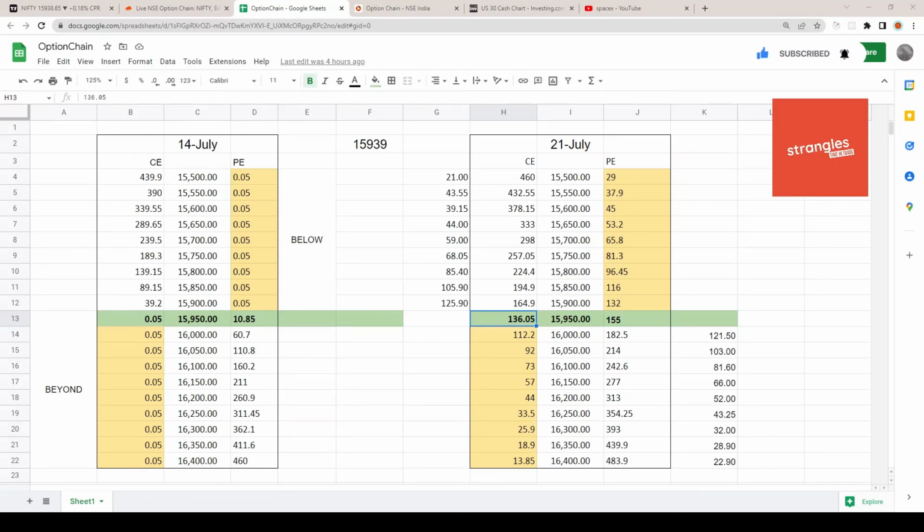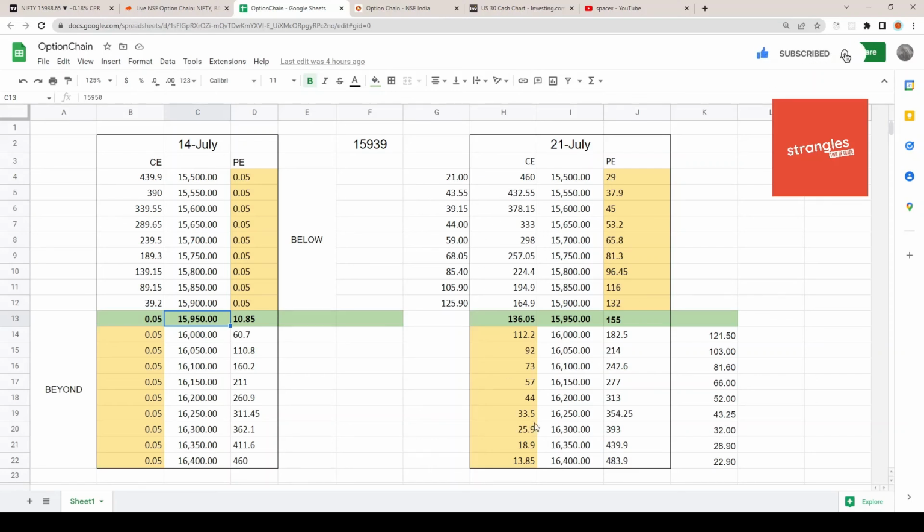So let me just repeat what we have learned, right? This is an expired contract, and this is the current contract. All the premiums that you see on the expired contract have only intrinsic value. They do not have any time value because there is no time left. This is already an expired contract. This is the current contract.